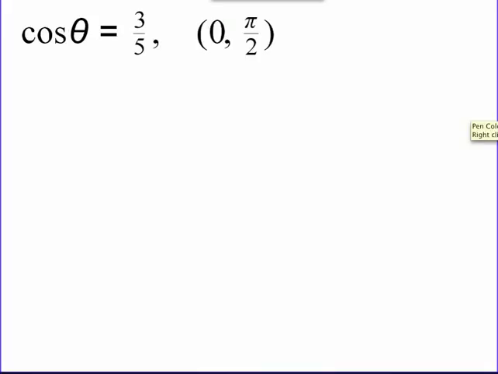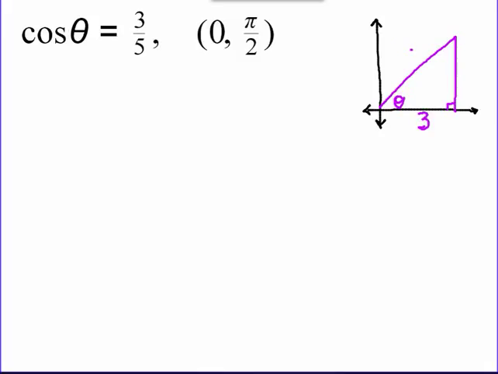Cosine of theta equals 3/5. Theta is from 0 to pi over 2. That's quadrant one. Good. So I'm going to go ahead and draw my triangle in quadrant 1. Here's theta, so cosine is what side over what side? Adjacent over hypotenuse. So what's your missing side? Your missing side is the value of what? 4. 4, thank you.